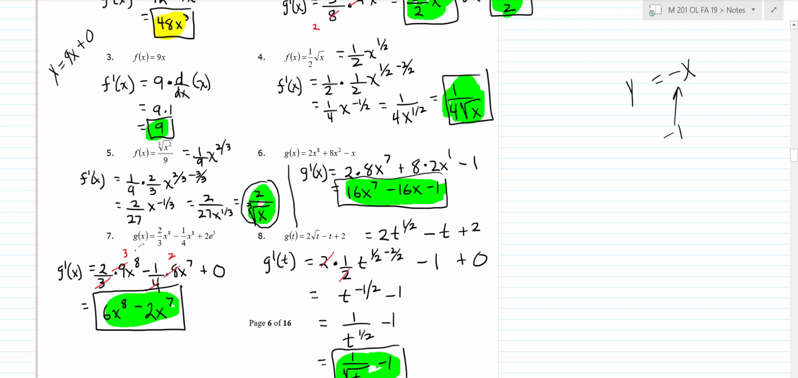Problem 7. 2/3 is a constant, write it down. Derivative of x to the 9th is 9x to the 8th. Notice that the 9 over 3 is 3. 2 times 3 is 6. And then 1/4 is a constant, write it down. Derivative of x to the 8th is 8x to the 7th. And then 8 over 4 is 2.